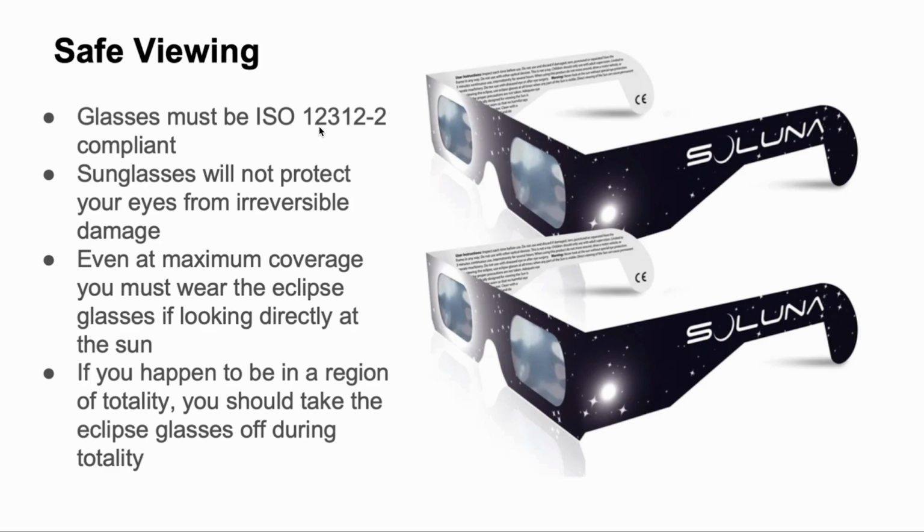You're looking for the ISO 12312-2 compliant glasses. Sunglasses and other types of eye protection are not going to work. In fact, they're quite dangerous. They might give you the illusion of working. You can do serious and irreparable eye damage if you look at the sun with anything other than the correct eclipse glasses. And if you're not looking at the sun, it feels like you're just looking into aluminum foil. They block everything, and they have to, because they have to block all the dangerous radiation coming from the sun.